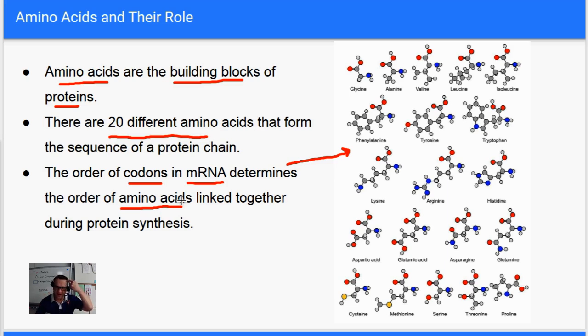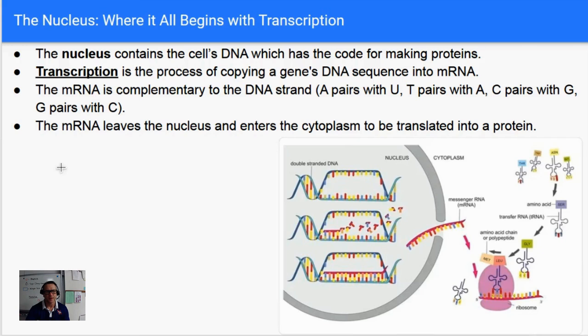So if you have brown hair, that's because your proteins, your amino acids, are in a certain sequence. If you have blue eyes, it's because the amino acids are in a certain sequence in your proteins, and it's giving you those traits. So that's the function of amino acids. They are what proteins are made out of.